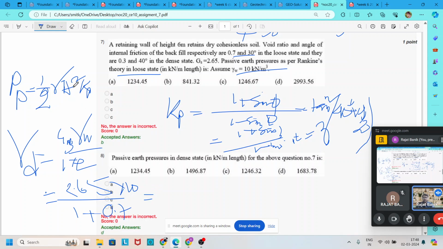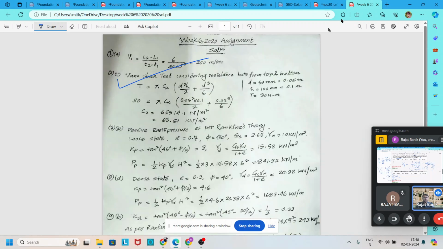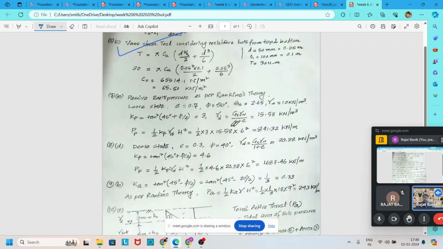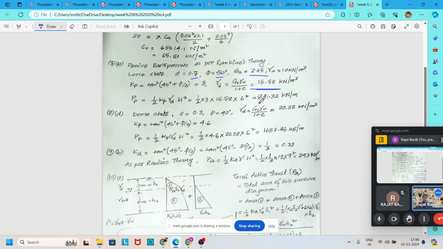After finding this gamma d, put all these values in this formula where H is equal to 6 meter and get the result. We see that gamma d becomes 15.58, H is 6 meter, void ratio is 0.7, phi is 30 degree, and Gs is 2.65. Put all these values here and find out that our passive earth pressure thrust is equal to 841.32 kilonewton per meter. So the correct option is option B.